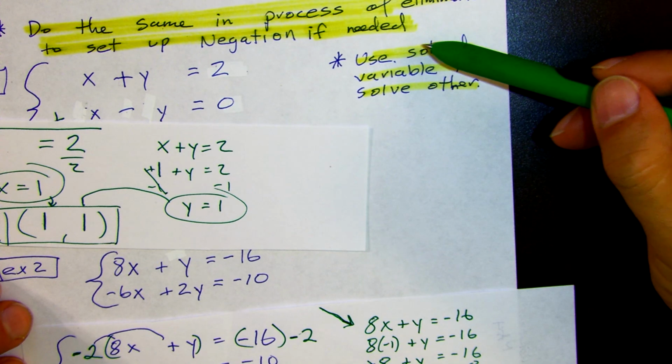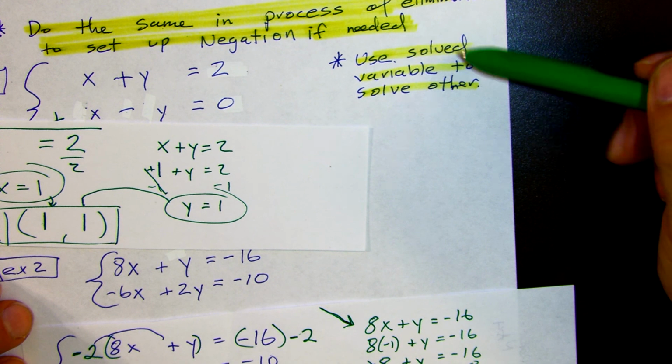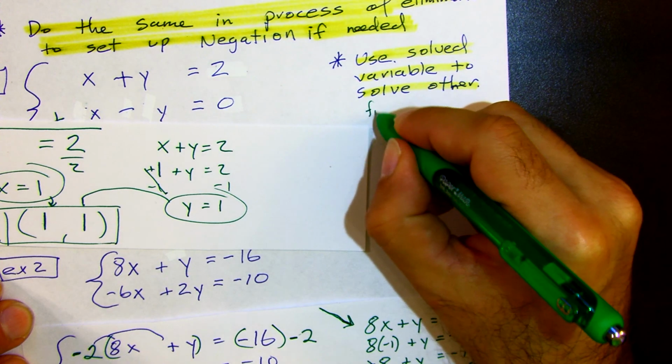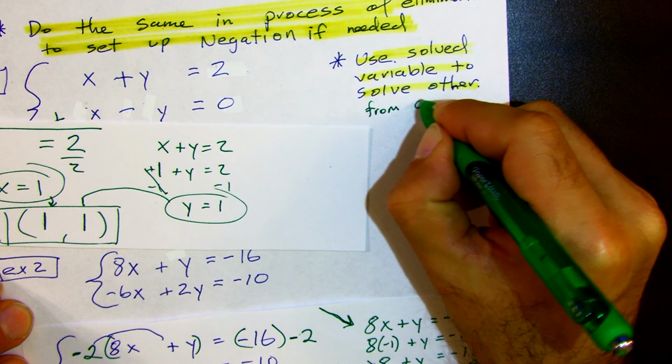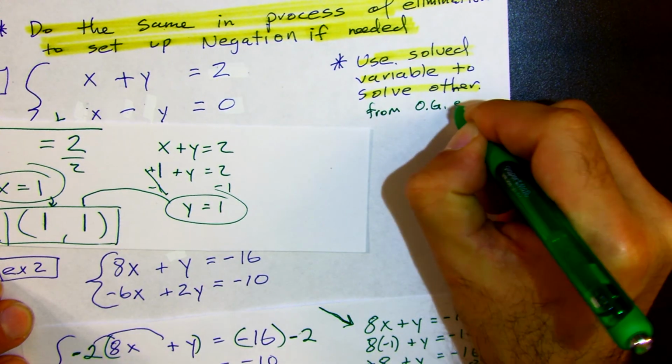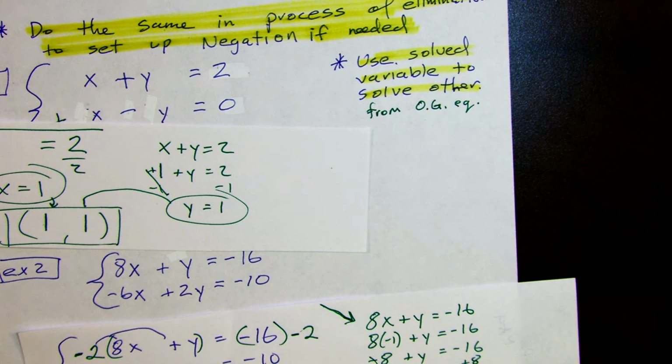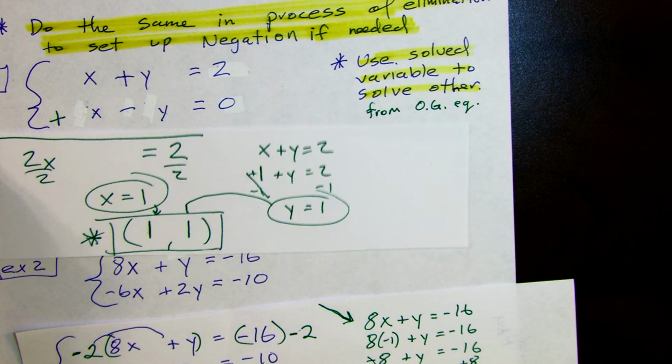As far as this thing goes, this one goes up here. Use one variable to solve the other, and let's go from original equations. Okay, from the original equations. Does that make more sense like that then? If that's kind of like a step. Yeah, thank you. You're welcome.